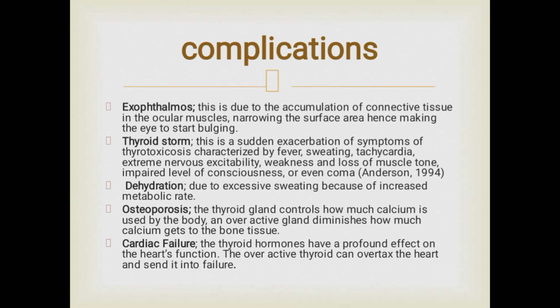And also dehydration may come in due to excessive sweating because of increased metabolic rate. Osteoporosis, the bones will be affected as well. So the thyroid gland controls how much calcium is used by the body, and an overactive gland diminishes how much calcium gets into the body tissue. So maybe reduced bone density. Since the thyroid gland is not there to control the levels of calcium that should be taken up in the bones, that will happen.